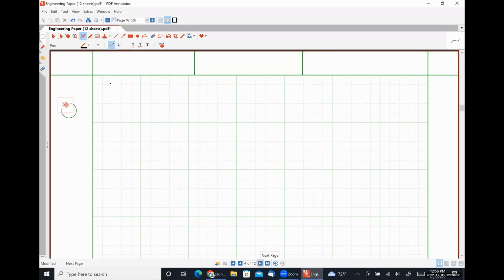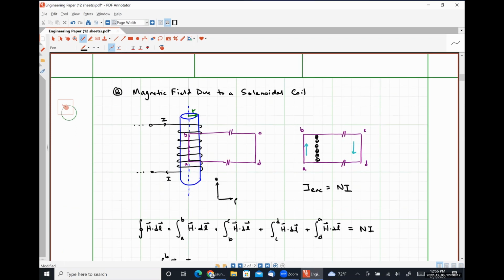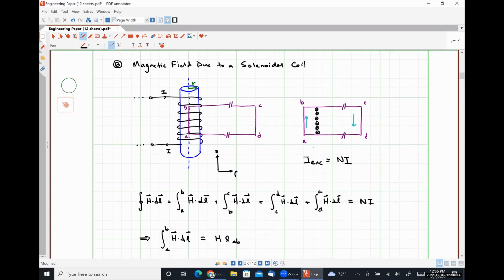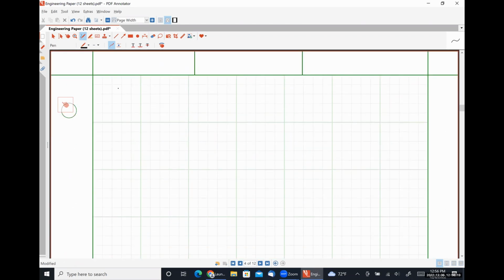All right, so magnetic field. Let me see what convention I'm using here. So I did 1 and then B because I wasn't paying attention. So let's call this C. Magnetic field of a toroid, or toroidal coil.